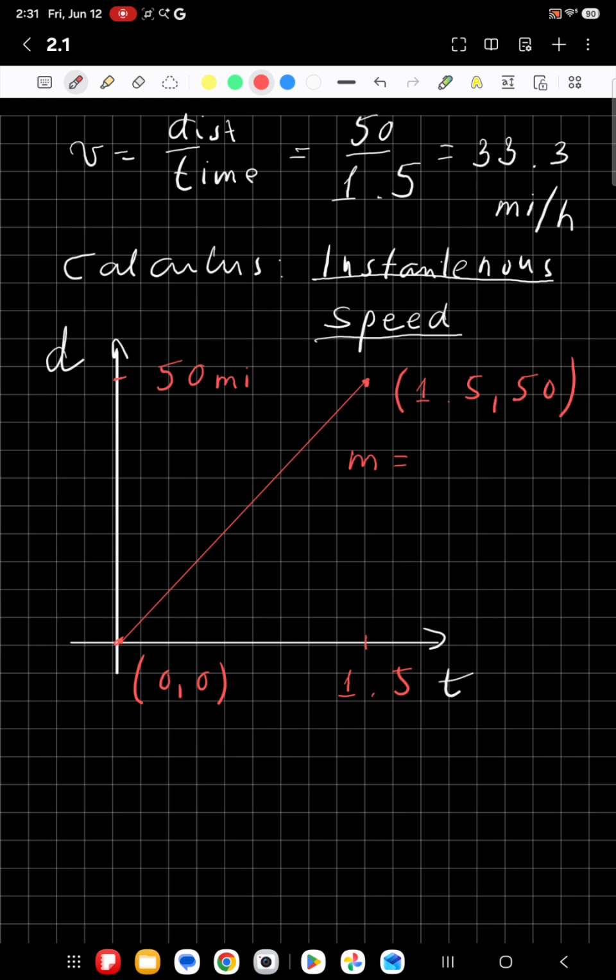Okay, so to figure out slope, you would take 50 minus 0. That would be y2 minus y1. And then in the denominator, you would take 1.5 minus 0, so x2 minus x1. So that's how you would get that velocity or the slope of that line. This is 1.5, by the way, not 1. Okay, so we got 50 over 1.5, right? And we have that 33.3 miles per hour.